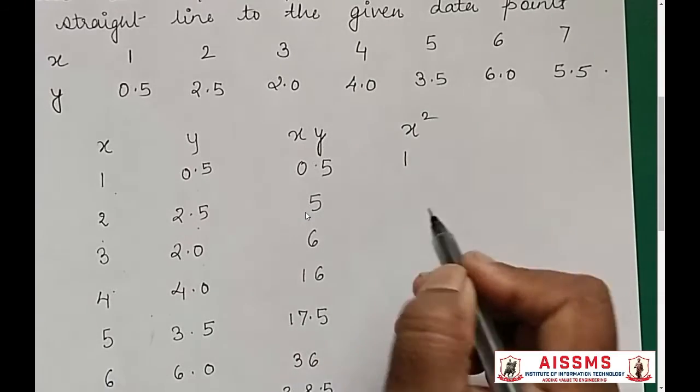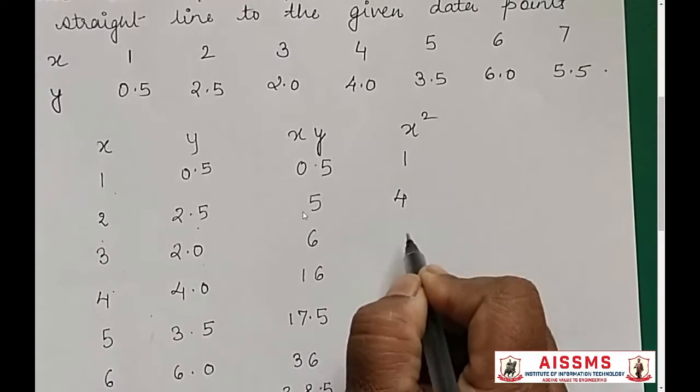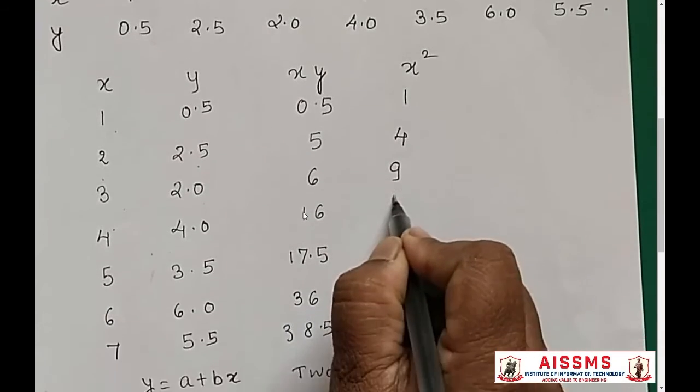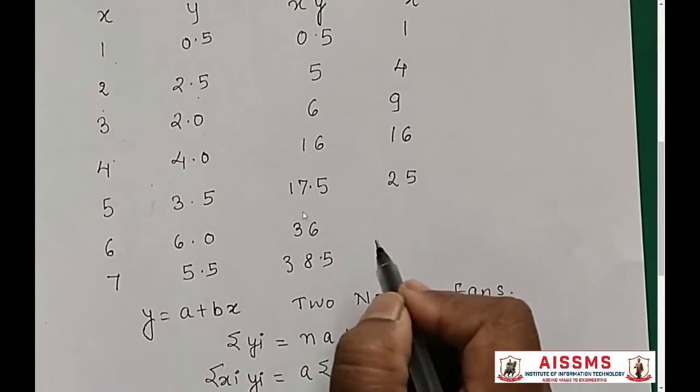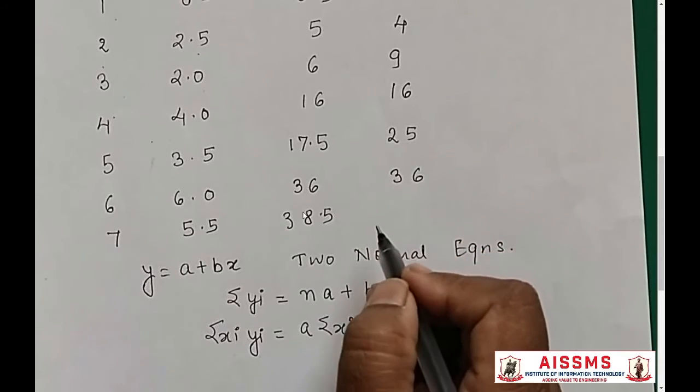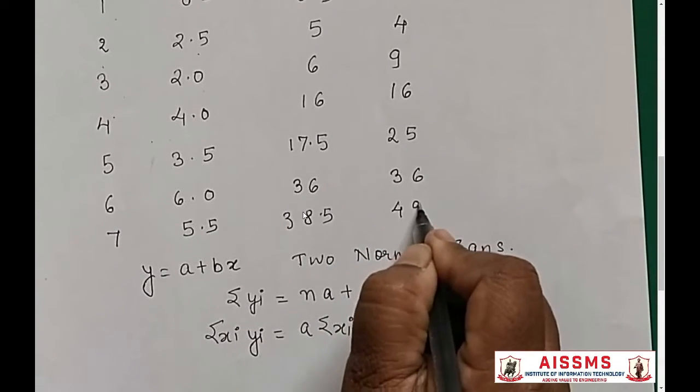Then you take x square. 1 square is 1. 2 square is 4. 3 square is 9. 4 square is 16. 5 square is 25. 6 square is 36. 7 square is 49.